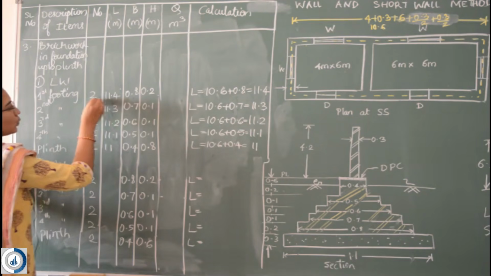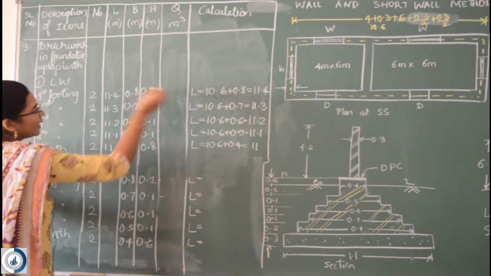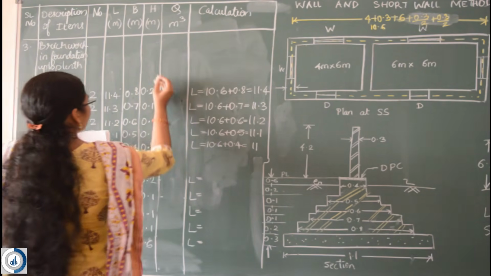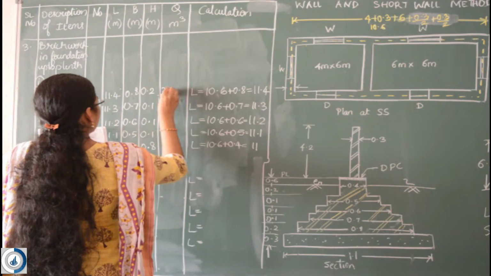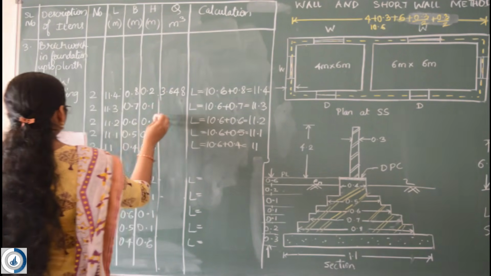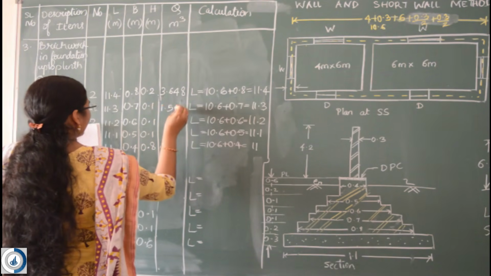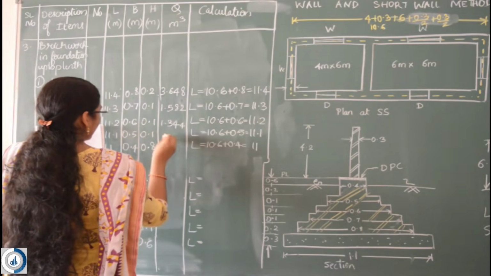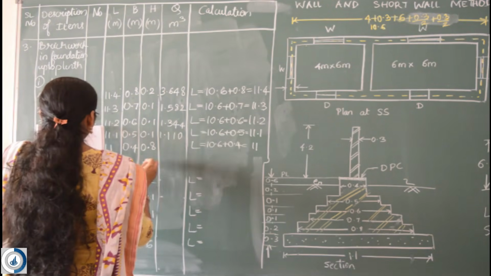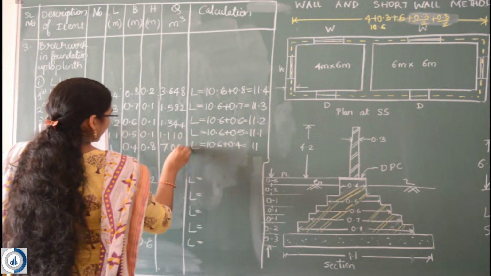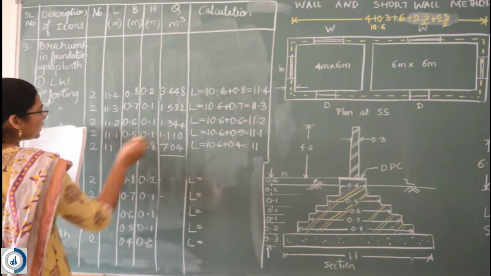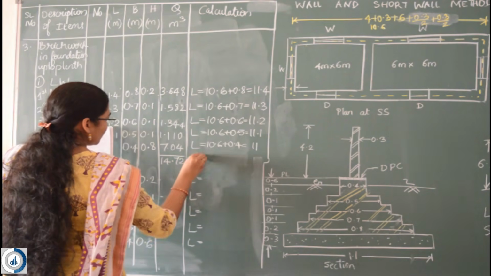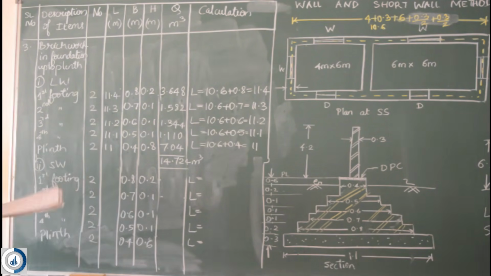So when we multiply 2 into 11.4 into 0.8 into 2, I'll be getting the first quantity. So I've got the answer as 3.648. The next one we have got as 1.582, then 1.344. The next one is 1.110. The last one is 7.04. When I do the total of all these 5, I'll be getting 14.724 meter cube. So this is the quantity for the long wall.